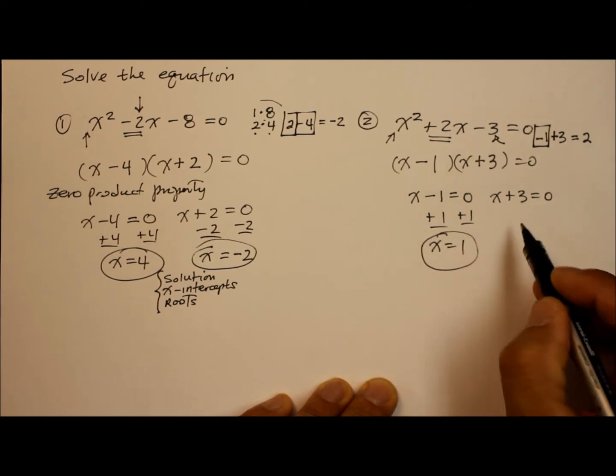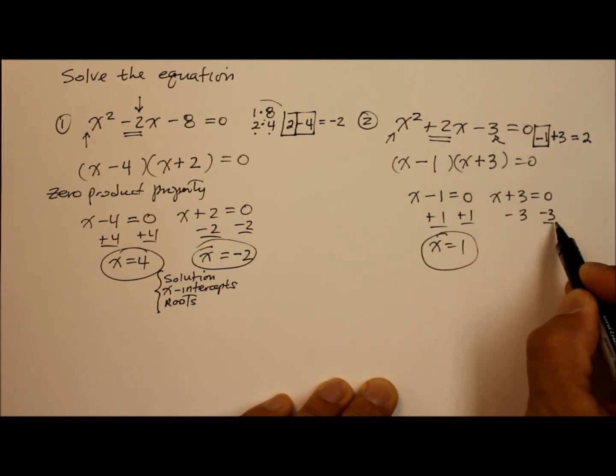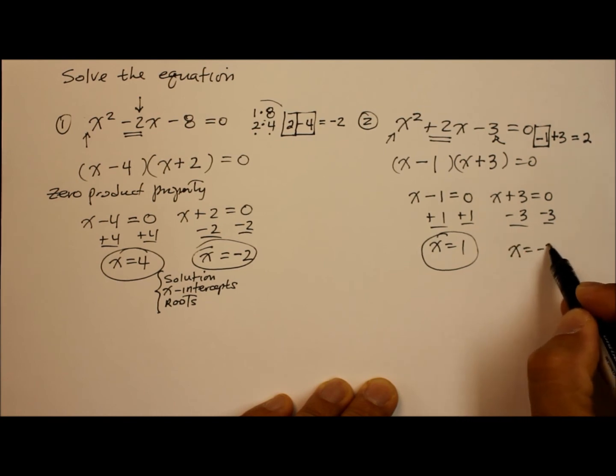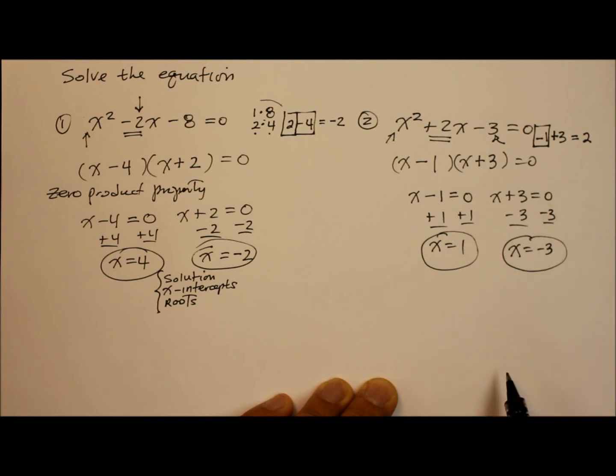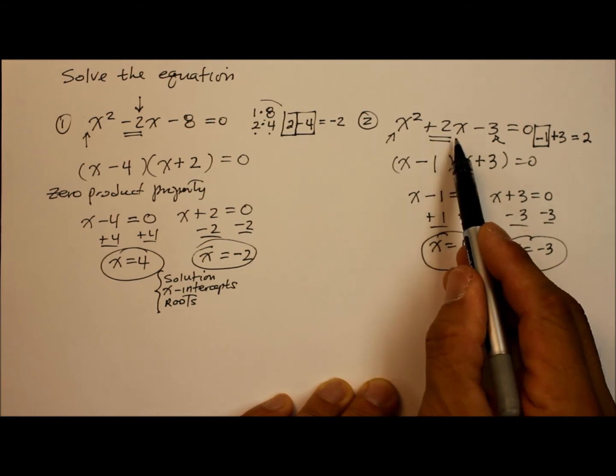That's one of the roots. And you subtract the 3 here. So x is equal to negative 3. There you have it. Those are the two solutions that will satisfy this equation.